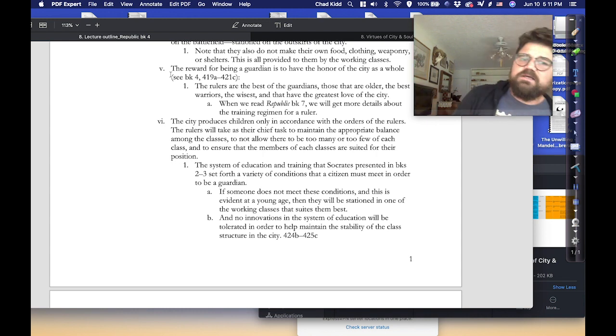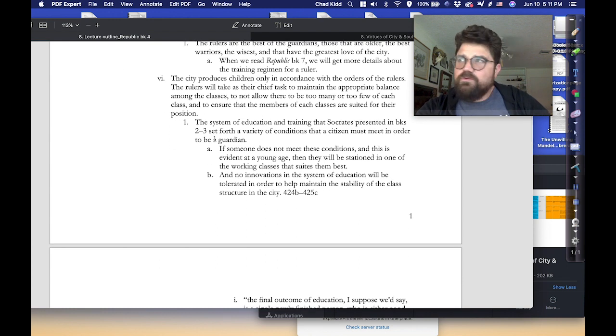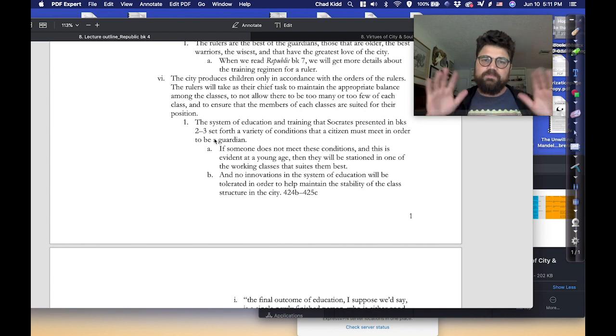Let's see. So, as I was saying, the city will produce children only in accordance with the orders of the rulers, and the rulers will take as their chief task the maintenance of an appropriate balance among the classes, right? To make sure that there are not too many or too few people in each class, so that we can ensure that the members of each class are suited for their position and that the appropriate amount of goods are produced from each class to maintain the city and provide for the needs of the citizens in the city. So there's quite a bit of work that will have to be done by the rulers to make sure that the classes are appropriately filled and not overfilled, etc.